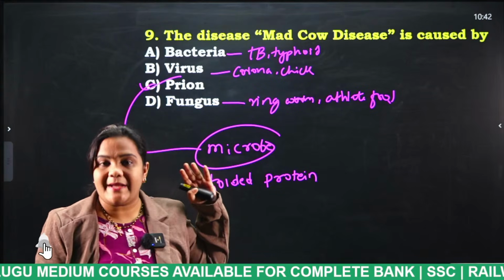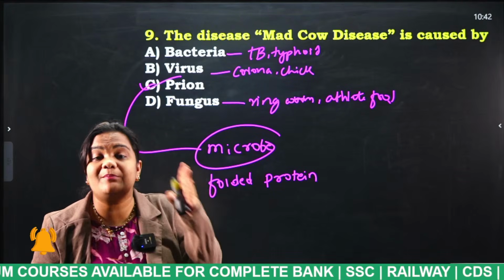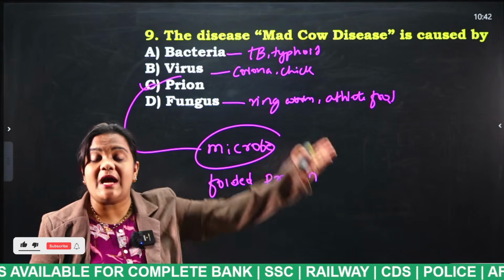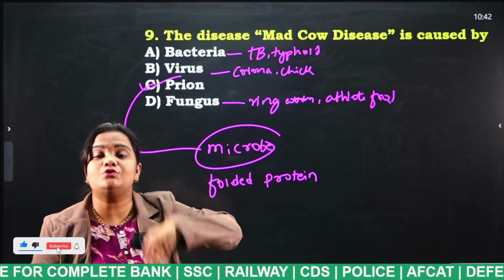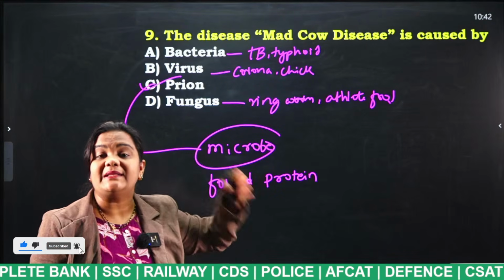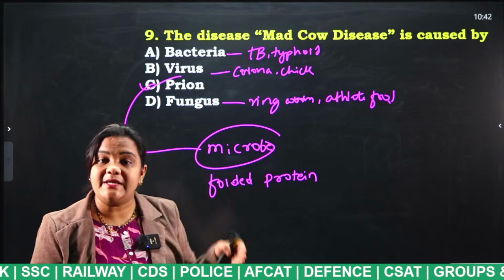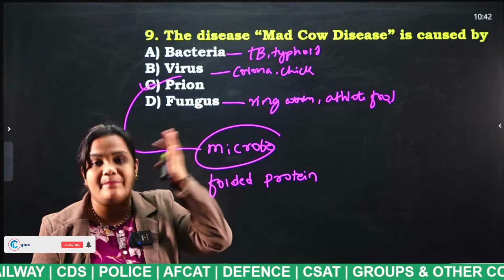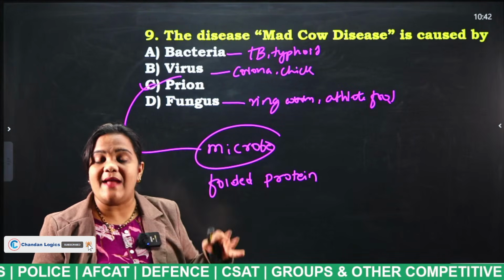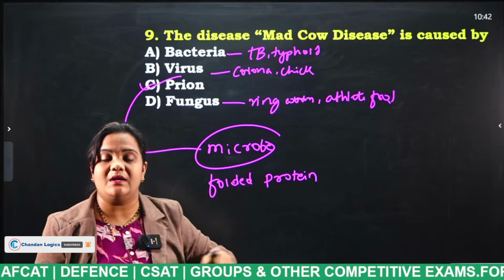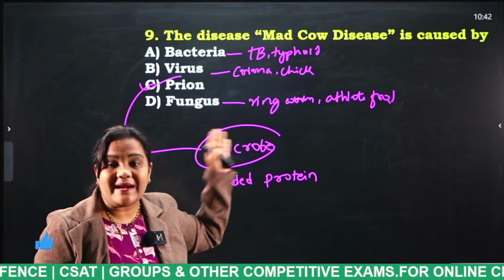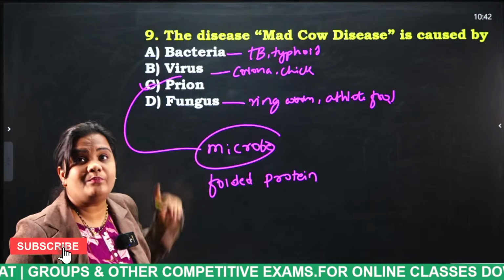Prion is not a microbe, it is a folded protein. When we consume this folded protein, it is going to damage many other healthy proteins, which in turn is going to damage our brain and nervous system. And finally, what type of disease will we face, students? Mad cow disease. Okay, very important.